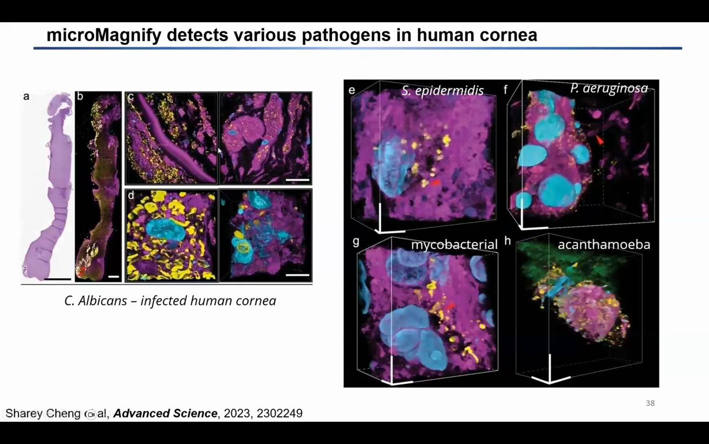With this approach, we received samples from Wills Eye Hospital in Pennsylvania. Those are human cornea samples infected with all kinds of different pathogens, and we were able to expand all of them and then use different stains to highlight the location of the pathogen. For example, this is C. albicans infected human cornea. You can see the yellow, those are the fungus. And we can also expand other human corneas infected by various different pathogens, for example, mycobacteria, and this amoeba.